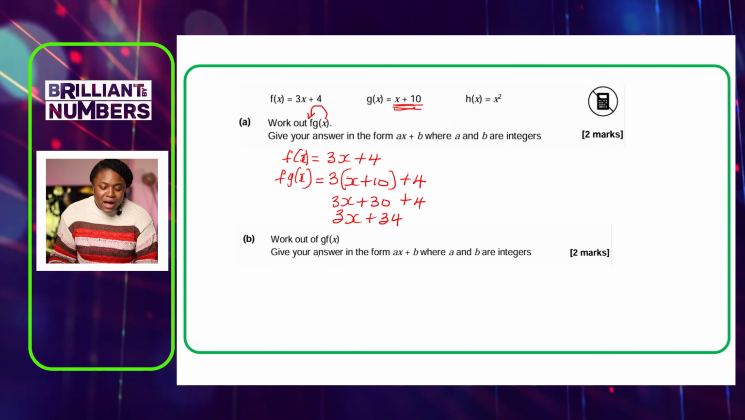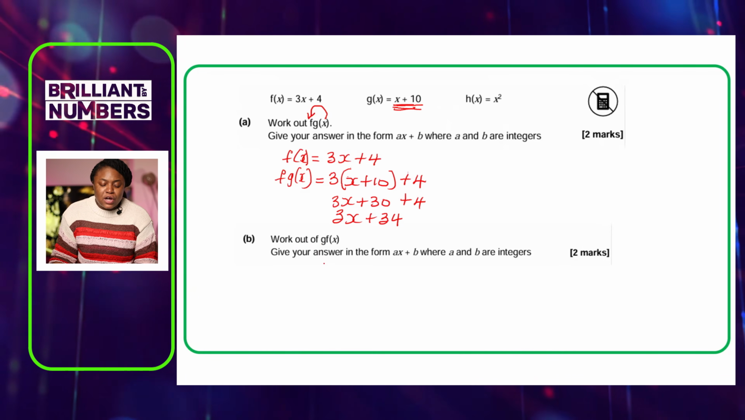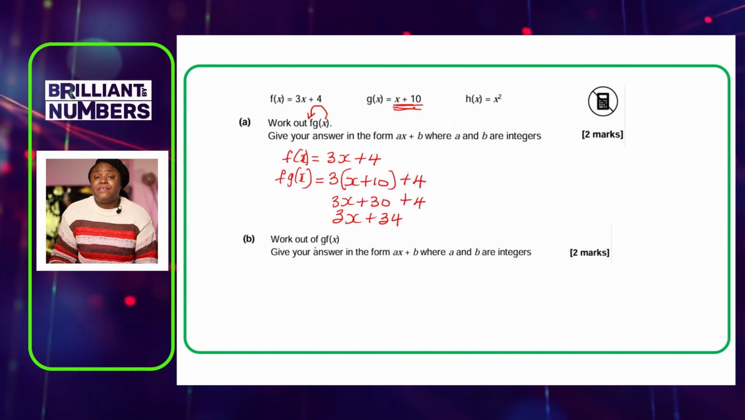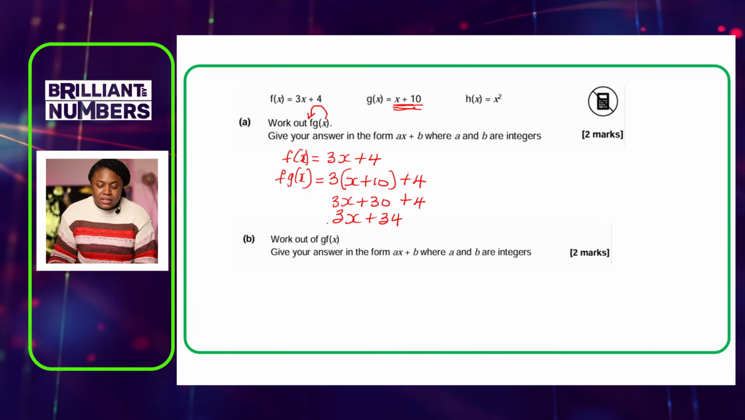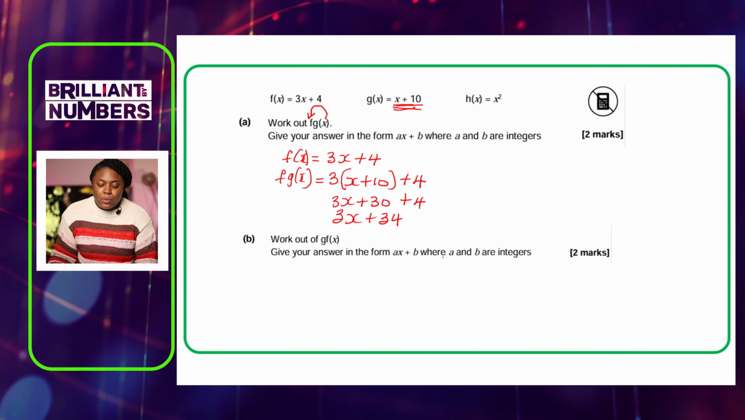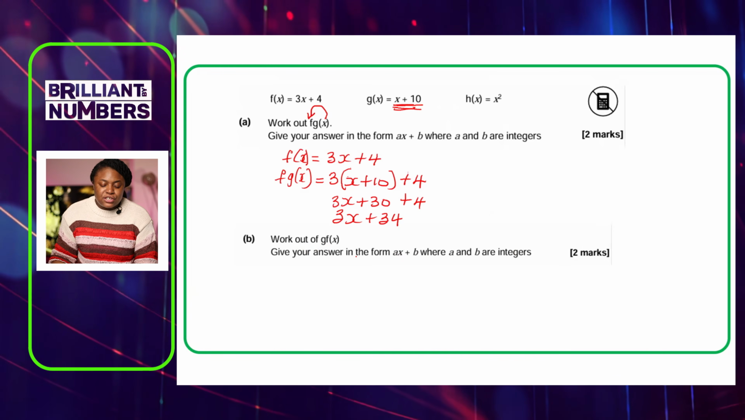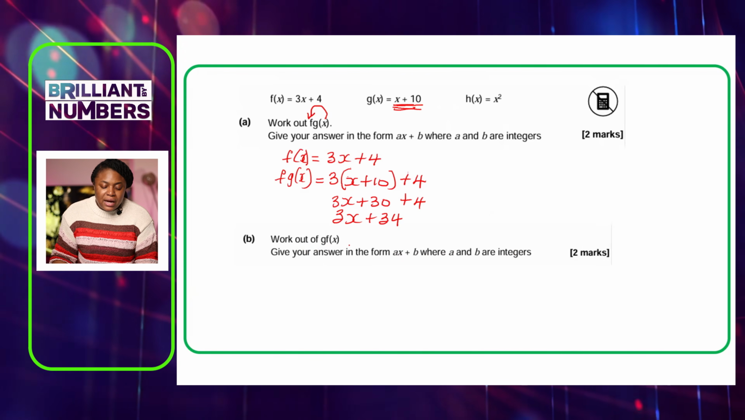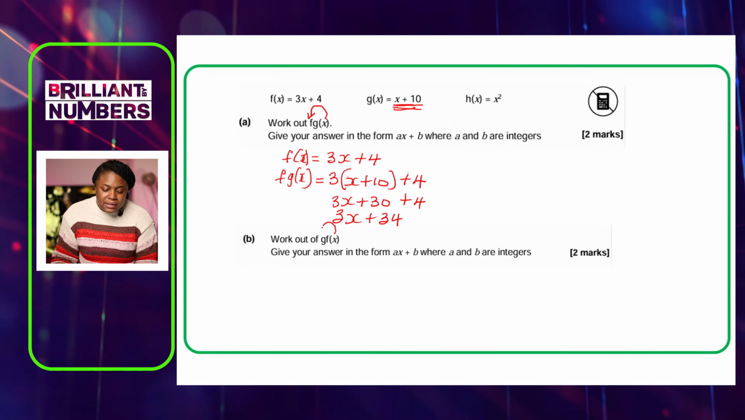Beautiful. Now we're going to do the next question. We're doing the opposite now, which asks us to work out the value of g of f of x. Give your answer in the form ax plus b, where a and b are integers. So this time we're going to start, we always put the last one into the first.